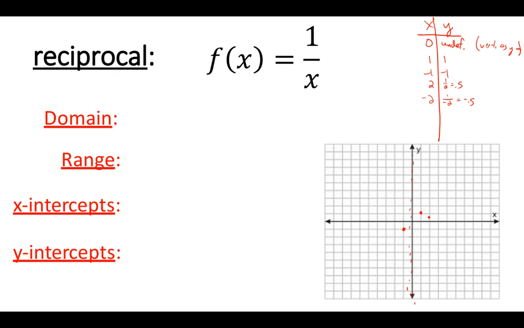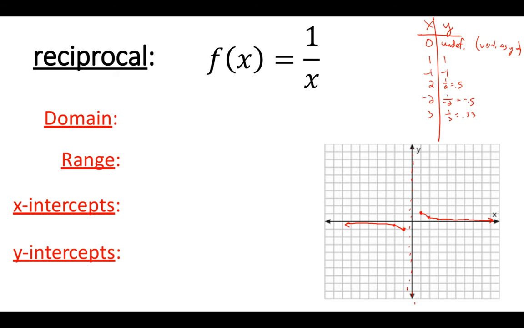So 2, it would be like that. If I plug in 3, well, that'd be 1/3 or 0.33. So we get closer. And what's going to happen here is these values are going to get closer and closer to 0, but never cross 0. And same with this way. Closer and closer to 0, but never cross it.